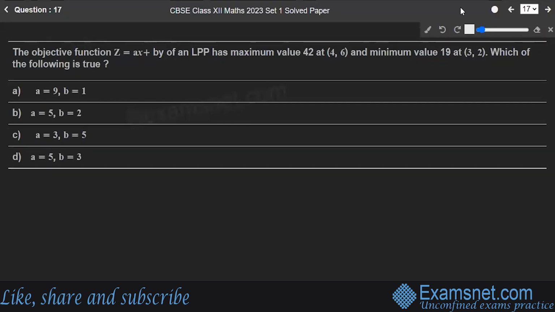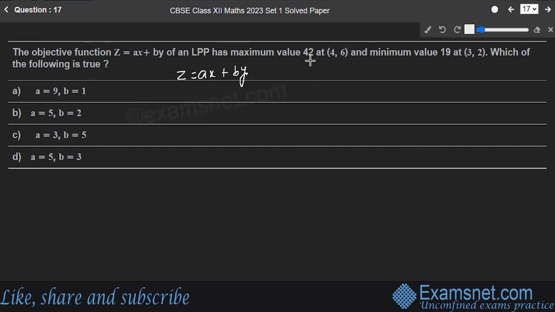Question number 17. The objective function z = ax + by of an LPP, that is a linear programming problem, has the maximum value 42 at this point and minimum value 19 at this point. Then which of the following is true? You are given that the objective function is z = ax + by.